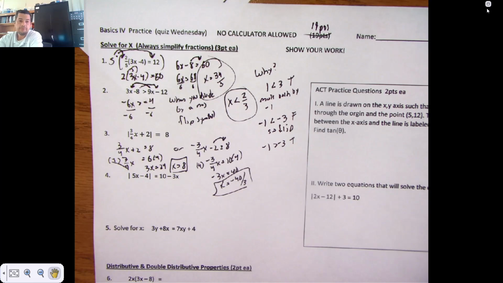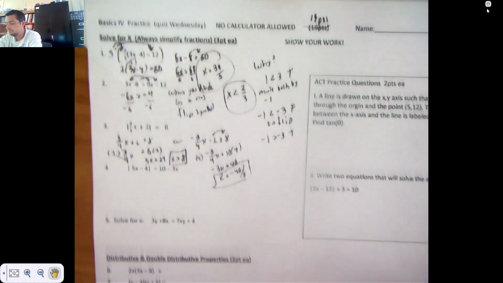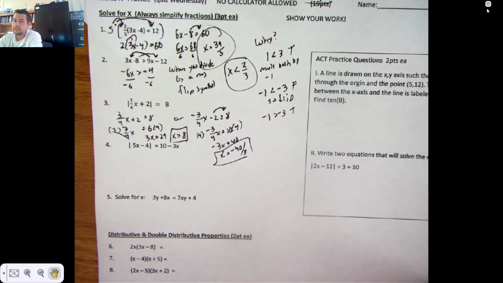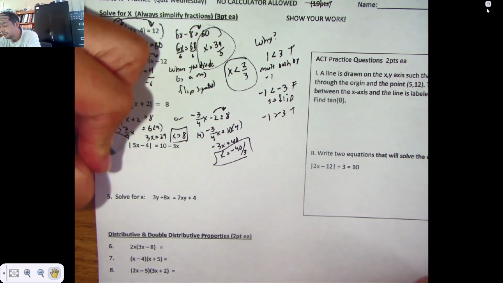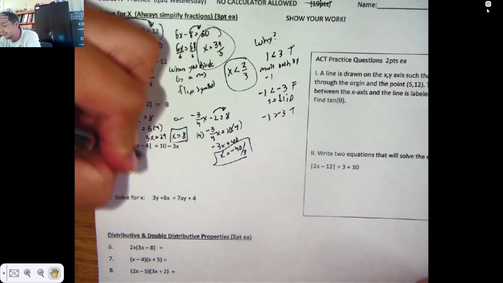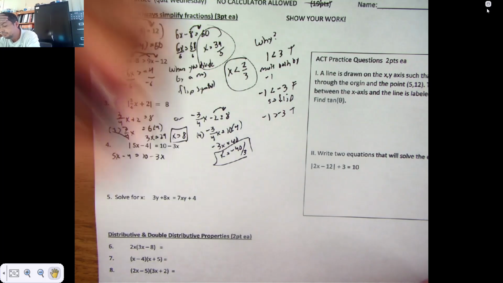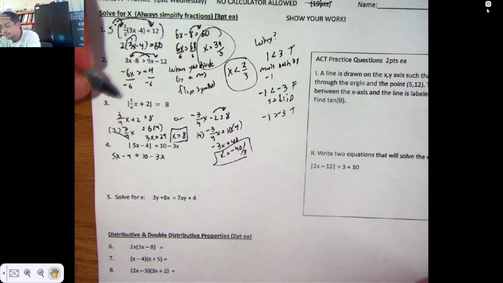Number 4 is also absolute value. Interesting. Apparently I think it's a big deal. Not sure why I did that, but whatever. 5x minus 4 is 10 minus 3x. One of those will disappear. It's kind of interesting I have that in here.